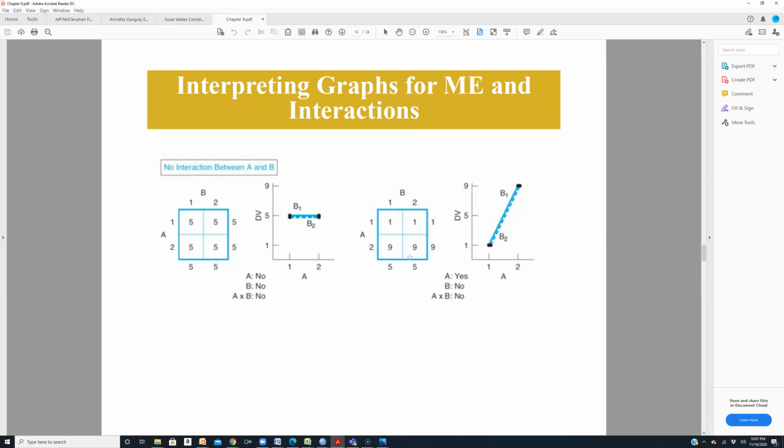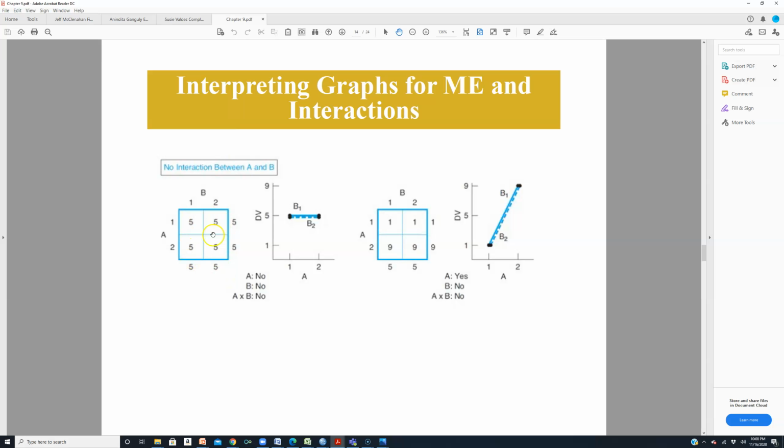Okay, so here we're looking at how we can interpret graphs for main effects. So this is looking at a main effect of A, right? Here, is there a difference between the score in the first condition and the second condition of A? No. See how the line's flat? You can look at the scores here and the marginal means. There isn't a difference between 5 and 5. So there was no main effect for B. There's also no main effect for A, because remember, I'm using these marginal means to analyze the main effect for each of the factors separately.